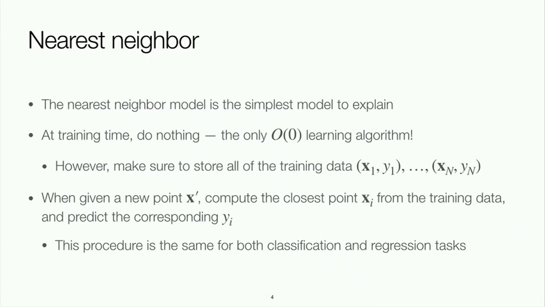Okay, so at training time, do nothing. Just make sure that you keep all your data around. And then at test time, when we're given a new point, just make a prediction according to whatever training point was closest to this point that we're trying to make a prediction on.